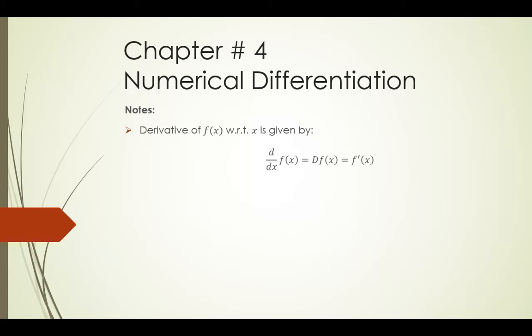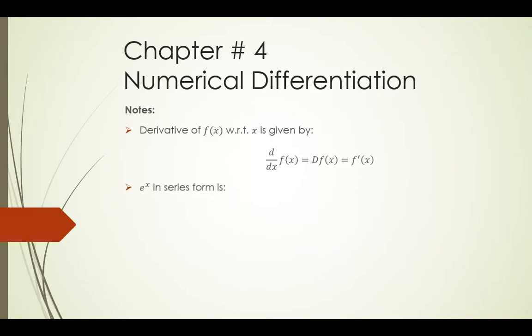Or the third one is the prime notation. For example, that is the first derivative of f of x. So you can denote this derivative by f prime of x. So remember these three notations which will be used throughout this chapter. Don't be confused by these notations. All these three notations have the same meaning, which is called the derivative of f of x with respect to x.